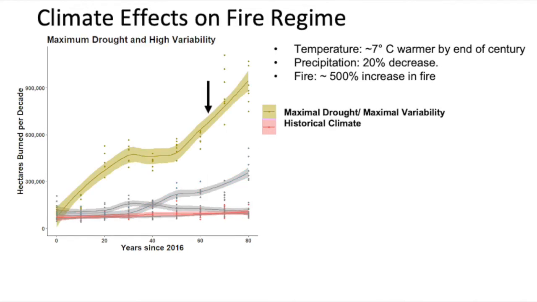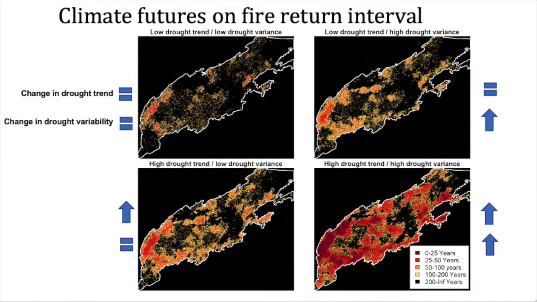But what's really interesting about our simulations is this one. So the variability of drought, okay, not just the increase in drought, but the variability in drought was the biggest driver and the impact of fires that were simulated with this model. So 500% increase in fire. Okay.